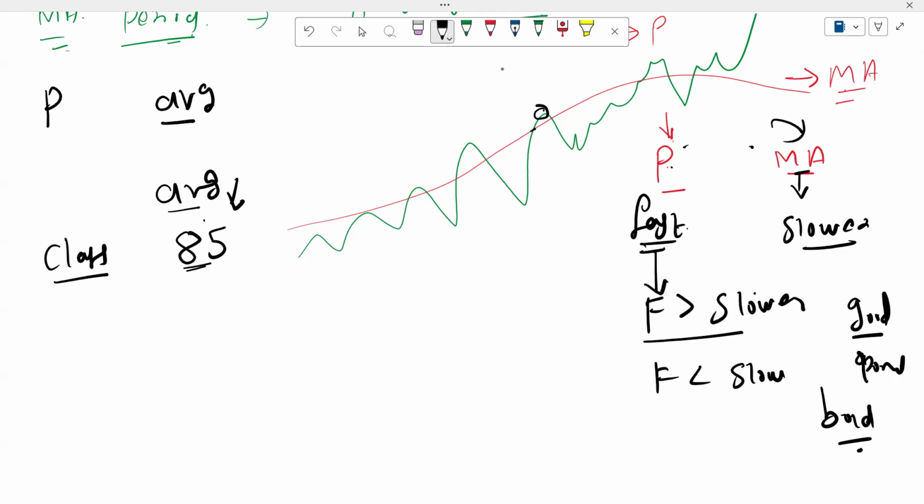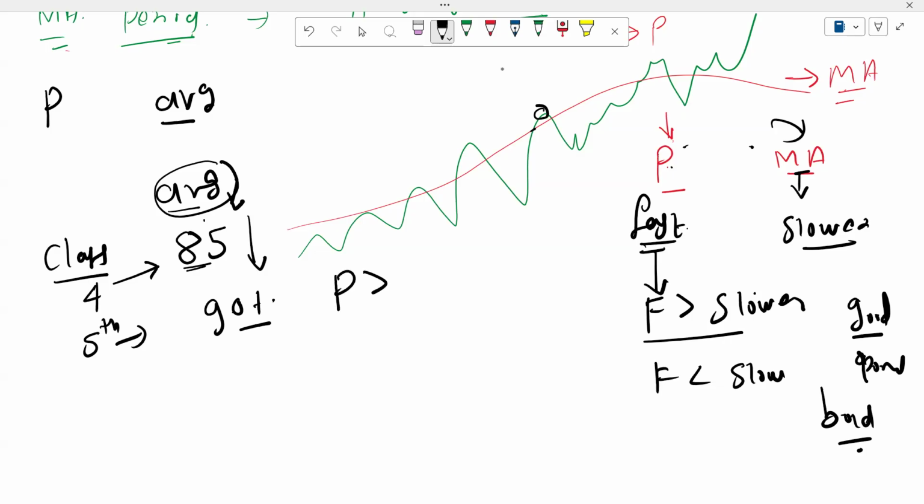Let's see, up to 4 years his average score is 85, and in the fifth year he performed 90, he scored 90% marks. So it's a better thing, right? It's a good thing because he has performed better than his average. That is why I'm saying when the price is crossing above its moving average, it's a good point.